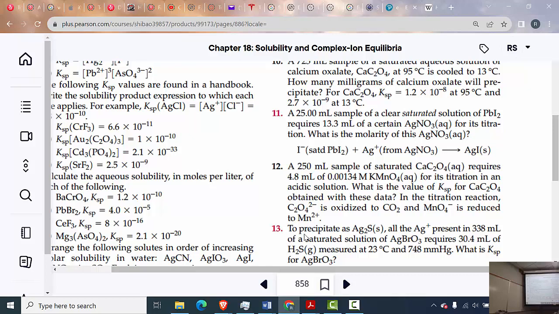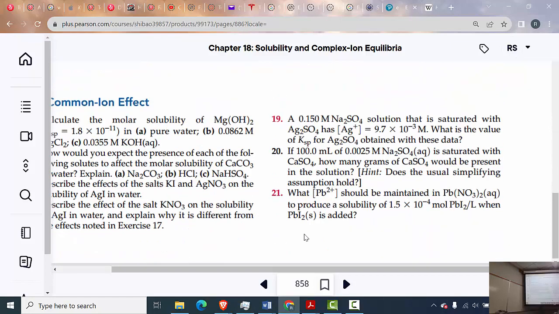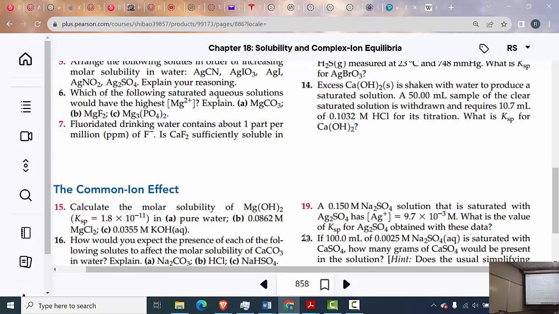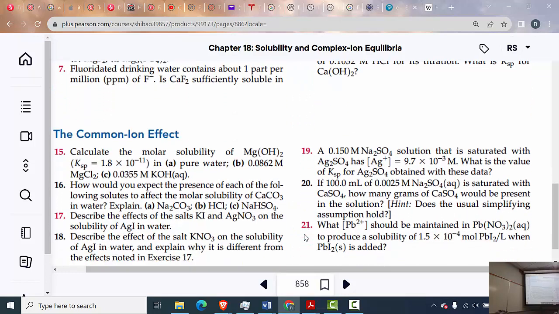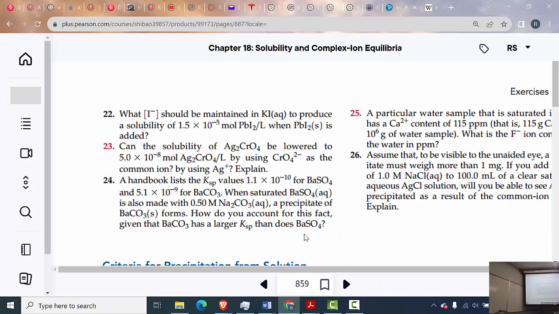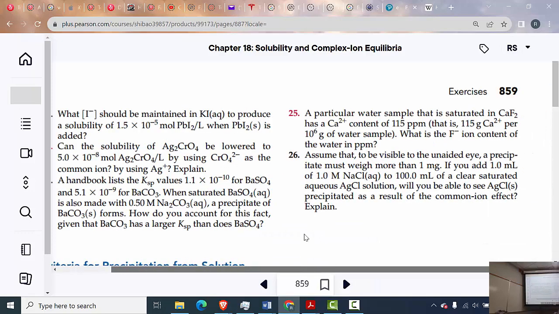And so the next problem we're going to look at is 26, I think. 26, okay, these are all KSP problems. Then we're going to go to the common ion effect. So let's take a look at that. And so this is just shifting the equilibrium one way or the other.